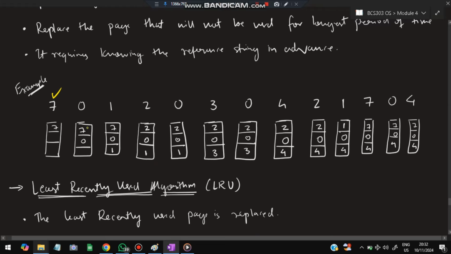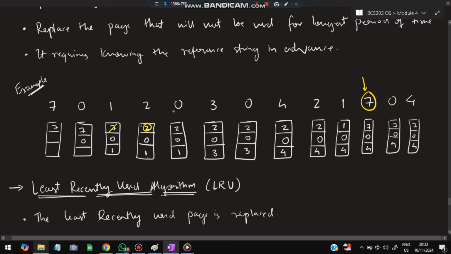See, 7 is present here, I'll put 7. 0 came, I'll put 0. 1 came, I'll put 1 here. Now 2 came here. Which one will I replace? 7, 0, or 1? What I will check is, in the long run, which is the least used. 7 is next used here. 0 is used here only. 1 is used here. So among these three, which is the last used? Last used is 7, so that one I'll replace. I'll put 2 here.